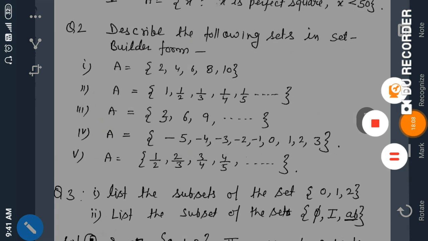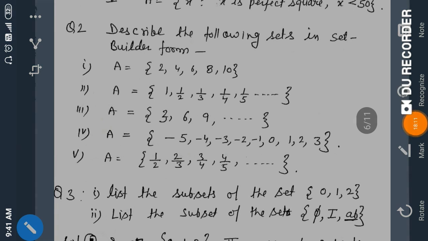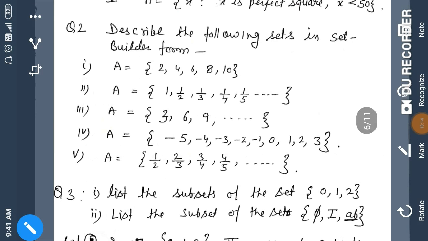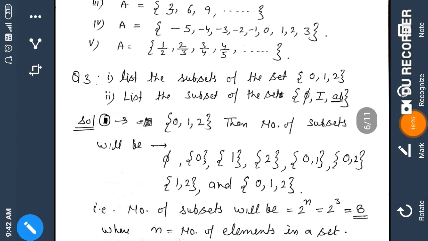Similarly, question number 3 is: list the subsets of the set {0, 1, 2, 3}. In question number 3 we have to write subsets. Okay, let's look at one question. Question number 3: list the subsets of the set {0, 1, 2}.